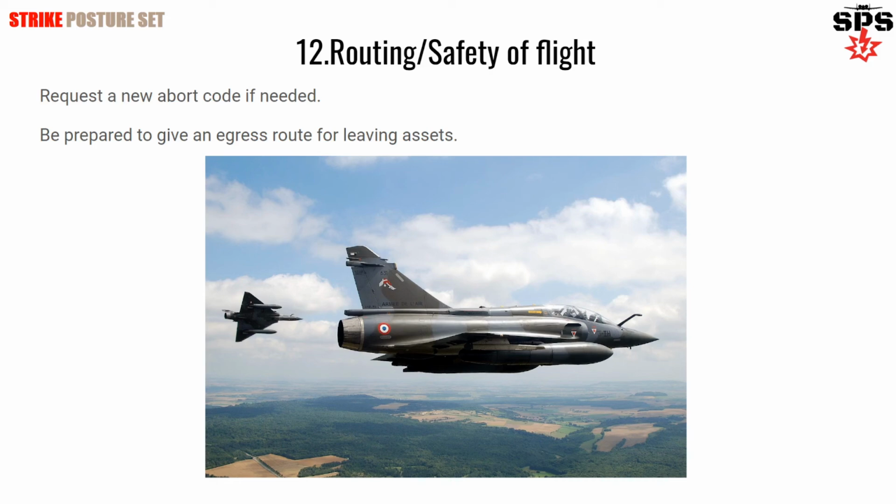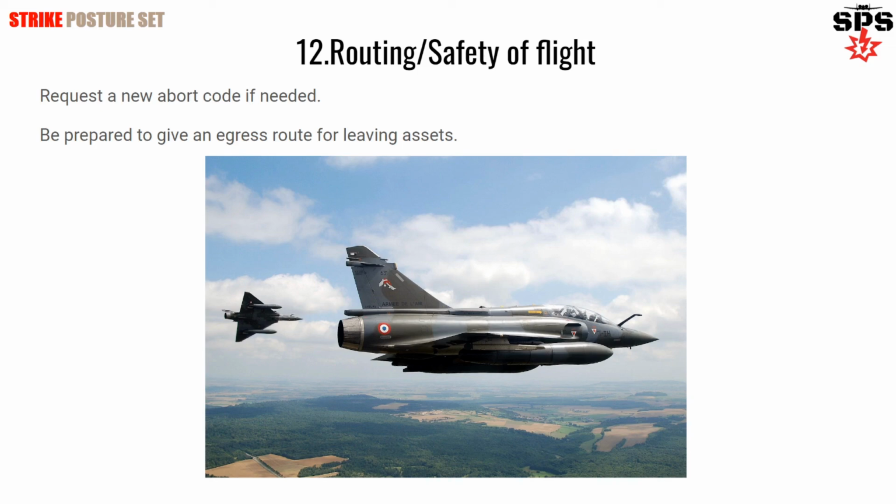Step 12 is the routing, safety of flight. So safety of flight first. Once your aircraft has attacked the target, you want to observe the battlefield, what's going on. Are there any movements, any SAM threats that came up? And you want to maybe redeconflict your aircraft accordingly. And also if you use the abort code, you need to request a new one, because obviously the code will be compromised if you use it. You need to do that as soon as you abort the aircraft.